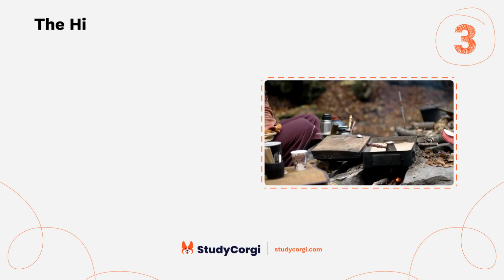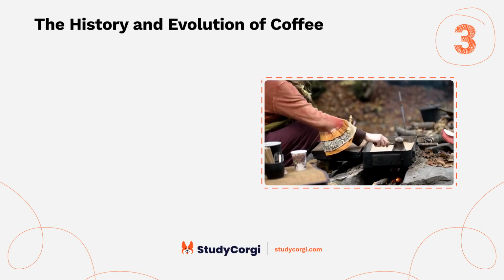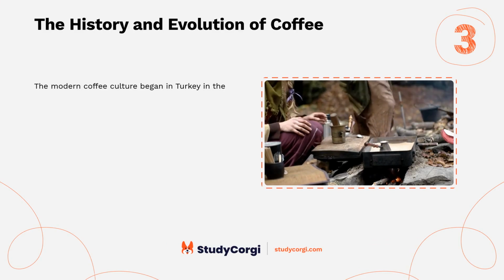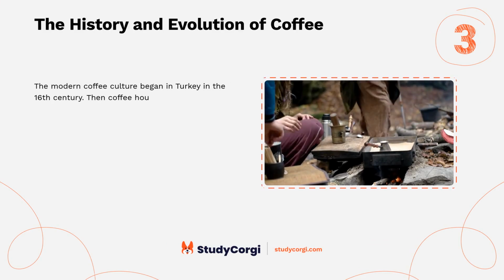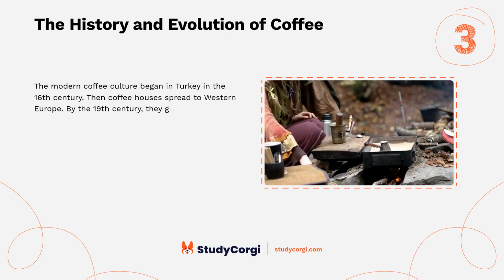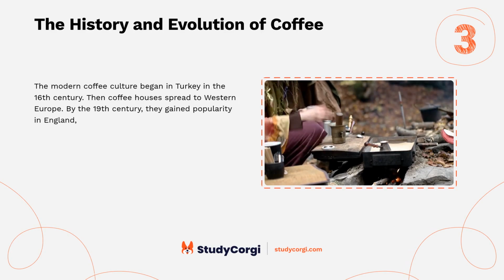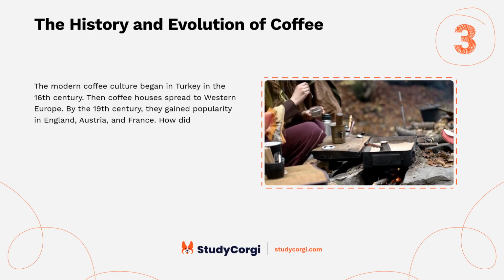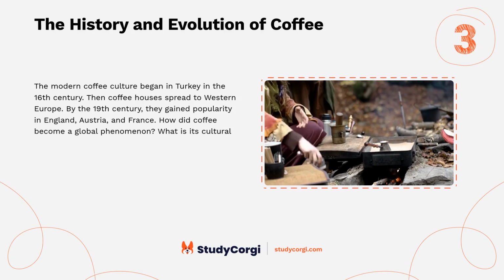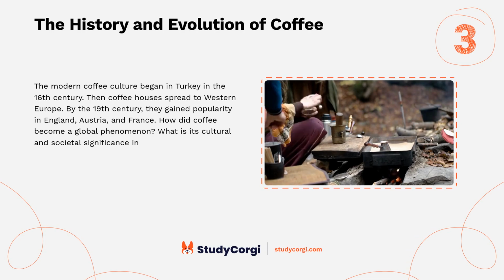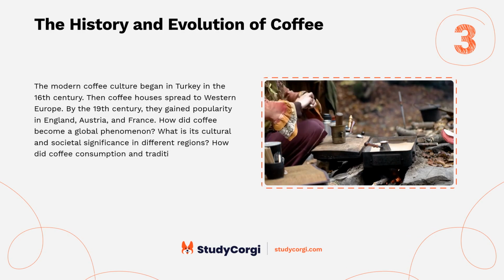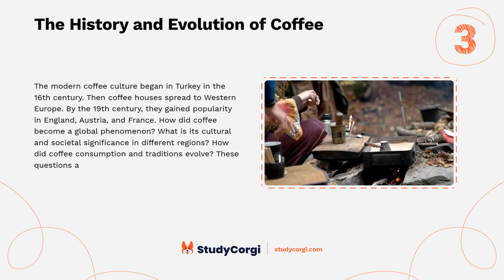The history and evolution of coffee. The modern coffee culture began in Turkey in the 16th century. Then coffee houses spread to Western Europe. By the 19th century, they gained popularity in England, Austria, and France. How did coffee become a global phenomenon? What is its cultural and societal significance in different regions? How did coffee consumption and traditions evolve? These questions are worth focusing on.